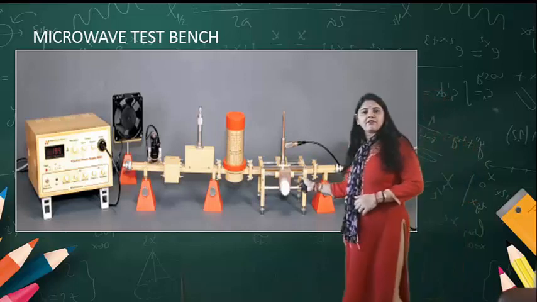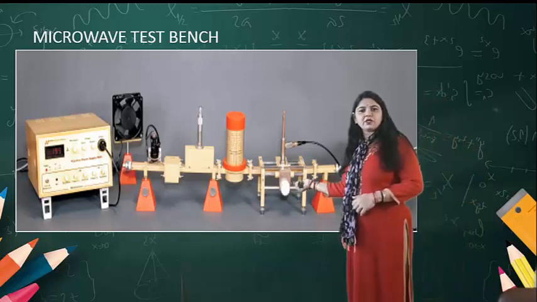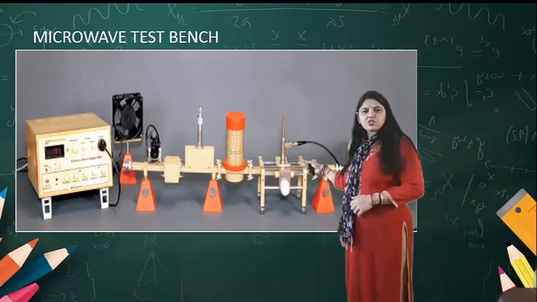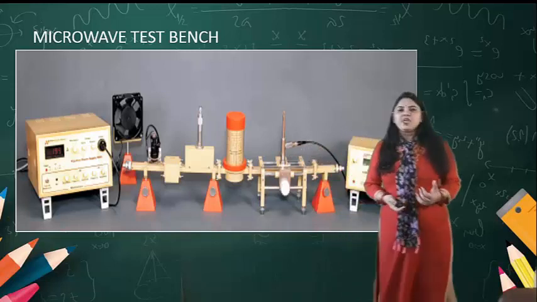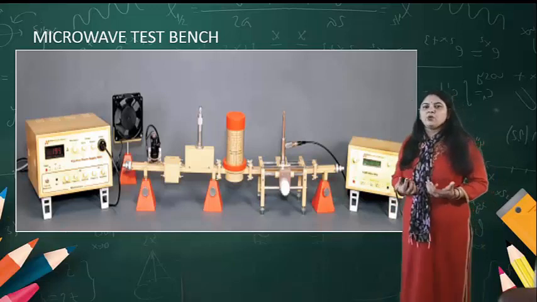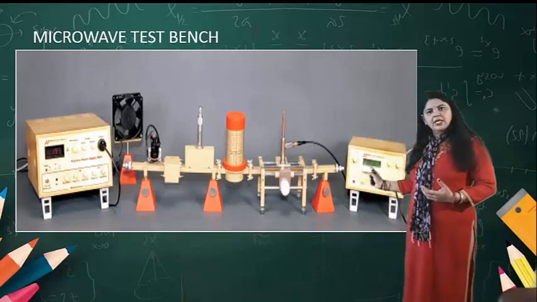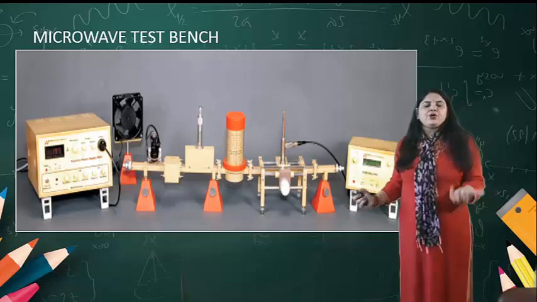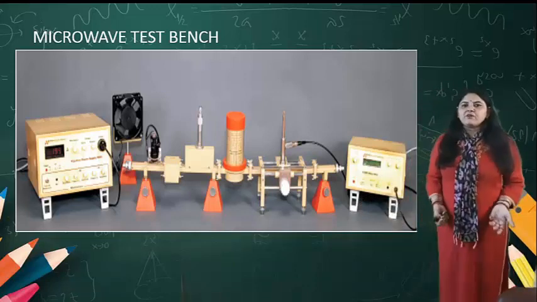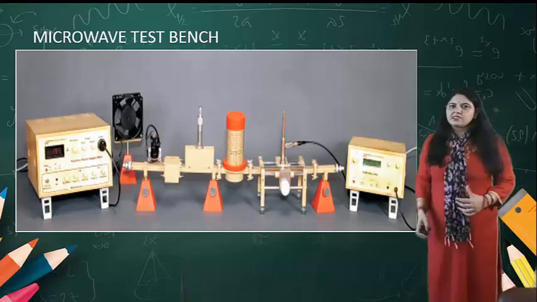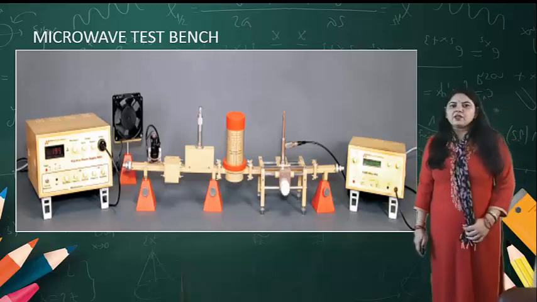By varying this particular rotator, you can vary the position and find out the V maxima and V minima of the particular waves. Here we can connect the VSWR meter. You can also connect the CRO, by which you can do the measurement of the particular waves.